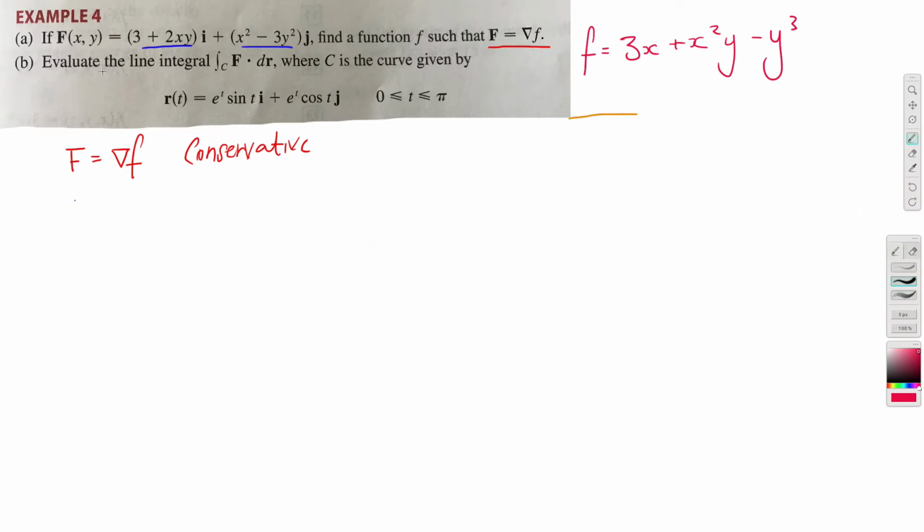So now they're going to tell us to evaluate the line integral of this. Let's write that down. dr, where c is the curve given by this. Look at that, it is just horrendous. If you got that in an exam, you would just cry. But we're not going to cry because we know what to do.